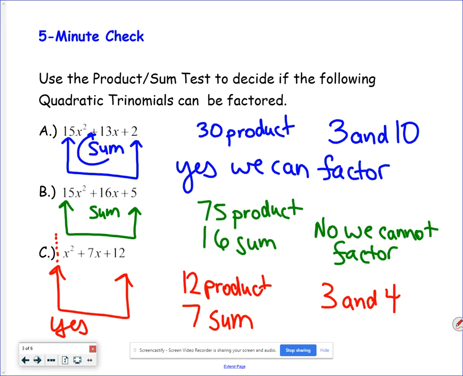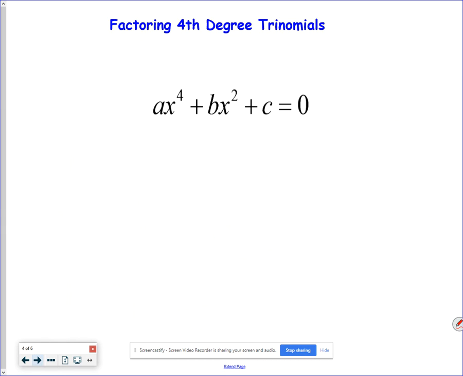Alright, so now let me show you how you can apply the same concept to a 4th degree trinomial. But it has to be in this format here. It has to be ax to the 4th plus bx squared plus c. It has to be a trinomial. Your first term has to be to the 4th power. Your middle term has to be to the 2nd power, and your third term has to be just a constant. Okay? You're going to do it the same way. A times C is going to be your product, B is still your sum. But instead of putting x and x down, you're just going to write x squared and x squared. So let's look at an example here.